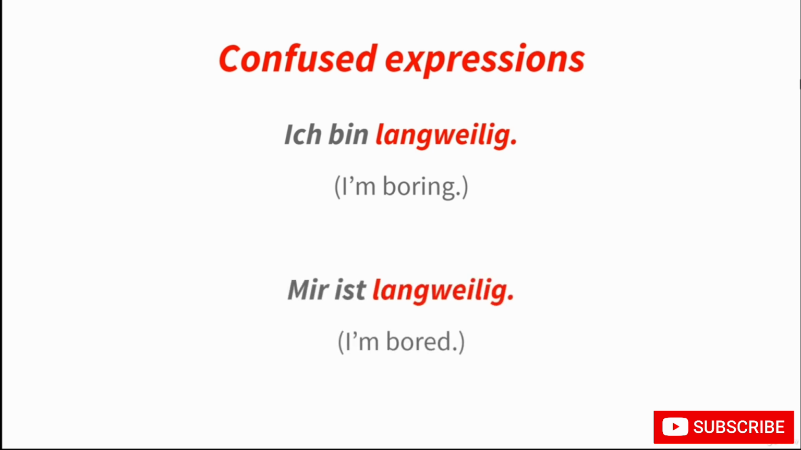Let's do another. Ich bin langweilig means I'm boring. It is also a commonly confused expression in English, which means I'm a boring person. To say I'm bored, mir ist langweilig must be used, which means I'm bored, not I'm boring. Be careful about that.